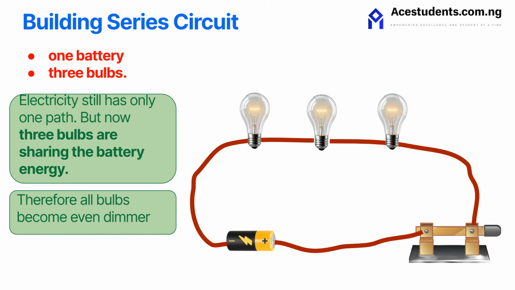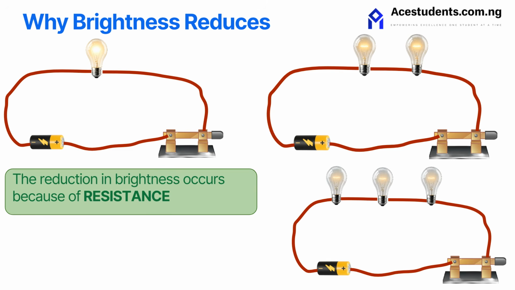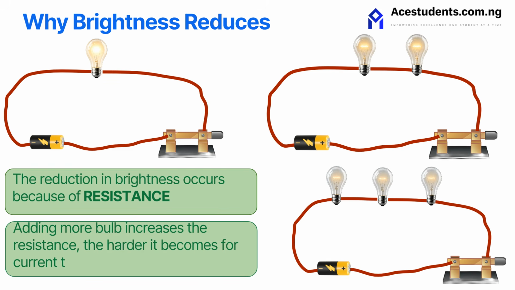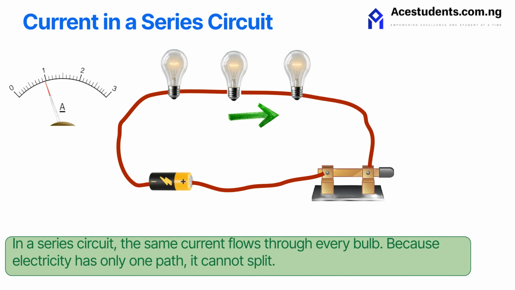So why does this reduction occur? This reduction in brightness occurs because of resistance. Each bulb resists the flow of current. Adding more bulbs increases this resistance, making it harder for current to flow. In a series circuit, the same current flows through every bulb because the electricity has only one path and cannot split. However, adding more bulbs in series increases the total resistance in the circuit, causing the overall current to decrease.